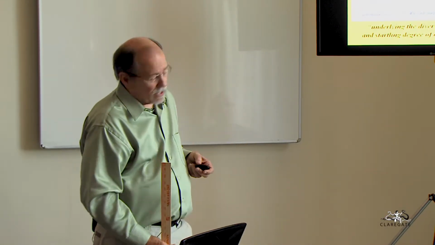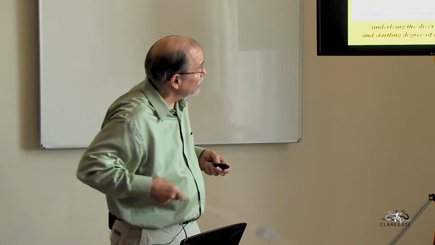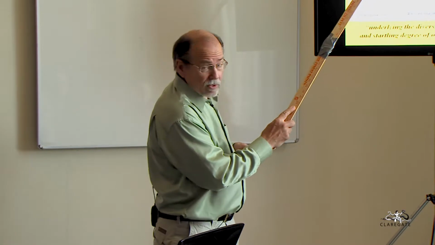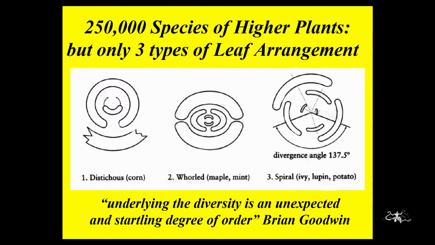250,000 species of higher plants. Well, I've spent a lot of time in the rainforest in Peru in meditation, and there are a lot more than 250,000 species, I'll guarantee you, but only 3 types of leaf arrangement.